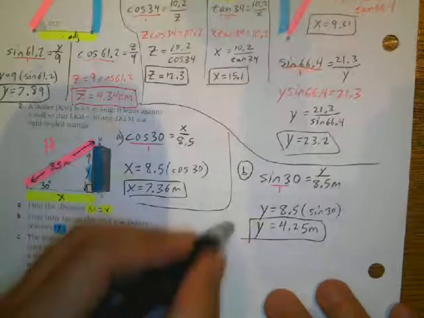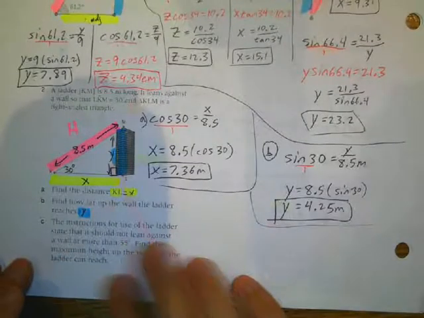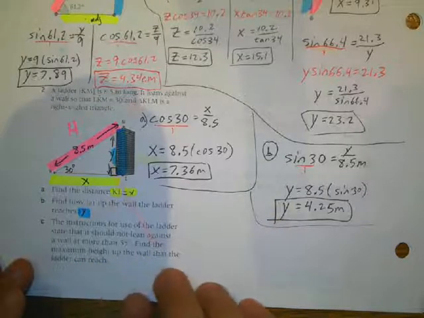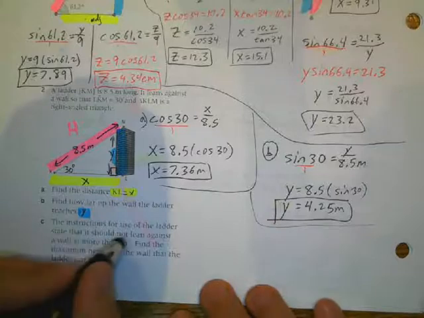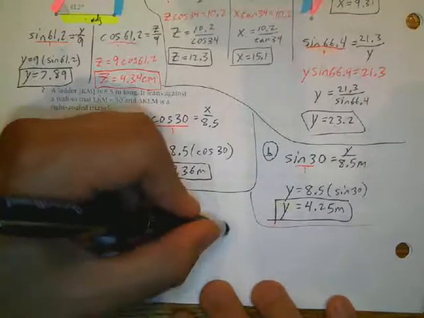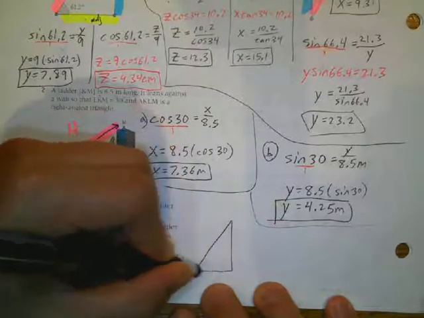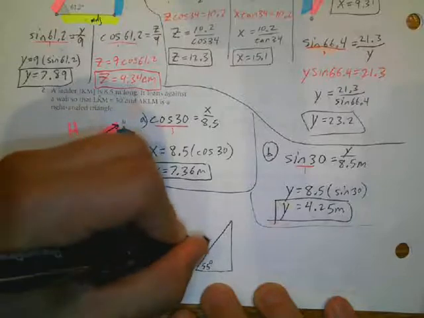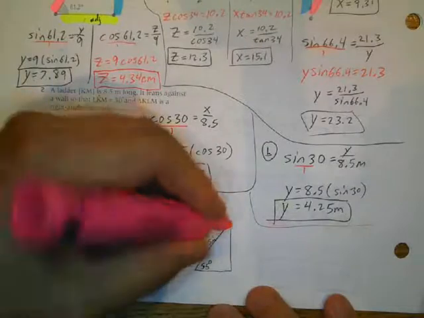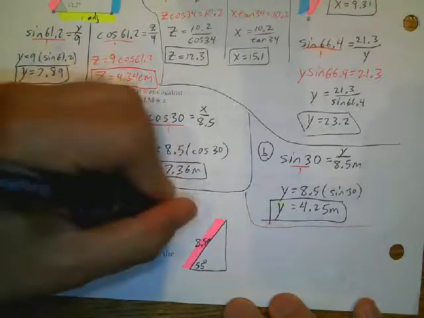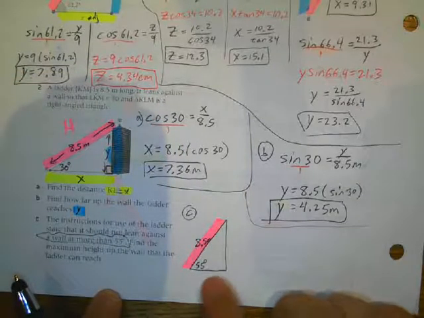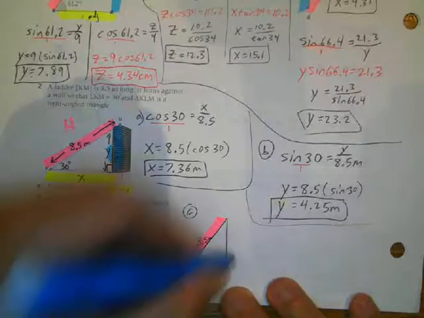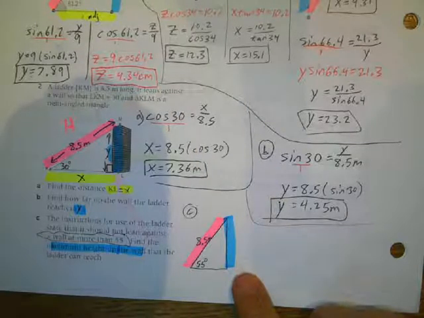Okay, now let's do question C. The instructions for use of the ladder state that it should not lean against the wall at more than 55 degrees. Find the maximum height on the wall that the ladder can reach. Okay, so it's not going to lean more than 55 degrees. So let's pretend that we've moved the ladder, and now it's at 55 degrees. And the ladder is still 8.5 meters, right? Okay, this is question C. The angle has gotten bigger, and so we're trying to find the maximum height on the wall. So that's this distance here. So let's call this Z.